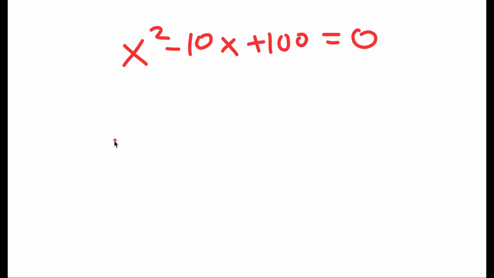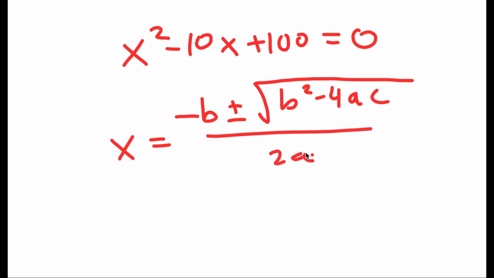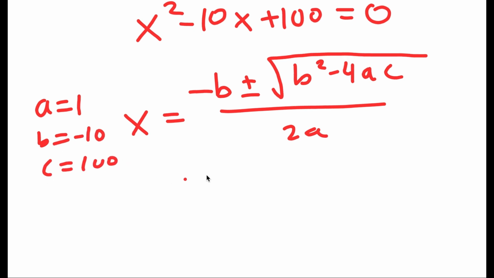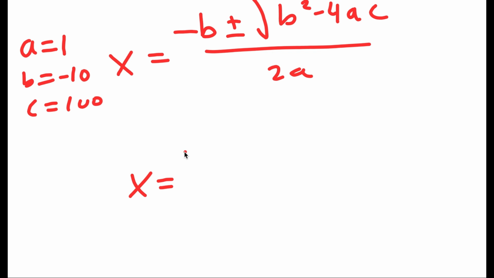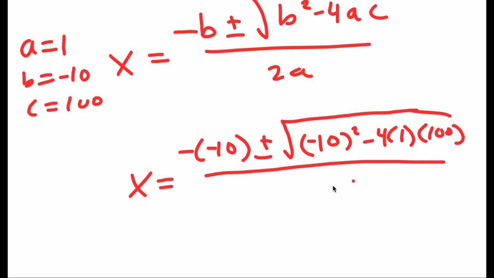Now because this is a quadratic equation, I can solve it using the quadratic formula, which is negative b plus or minus the square root of b squared minus 4ac all over 2a. So in this case, a is 1, b is negative 10, and c is 100. So I get x is equal to negative of negative 10 plus or minus the square root of negative 10 squared minus 4 times a, which is 1, times c, which is 100, all over 2a.